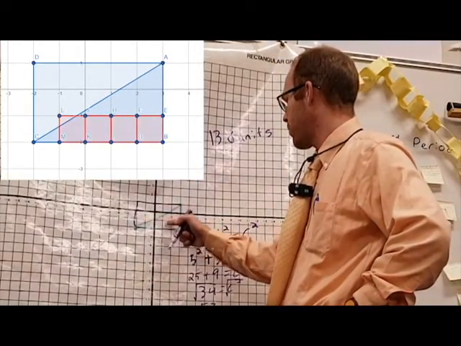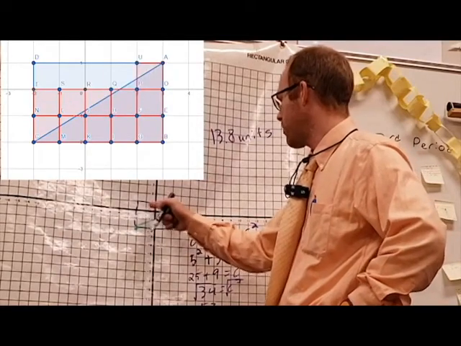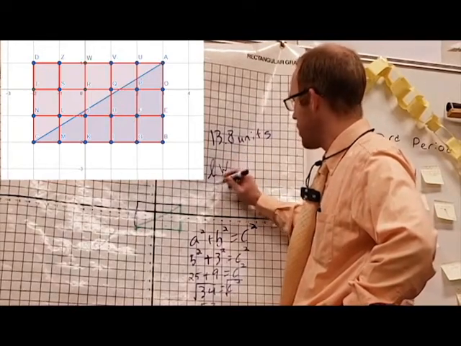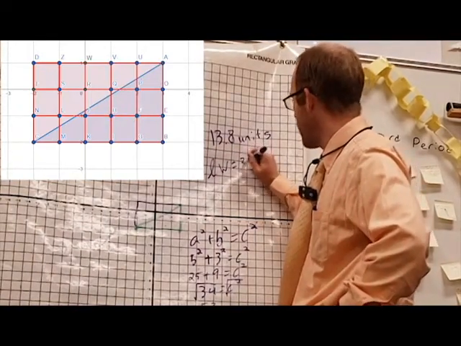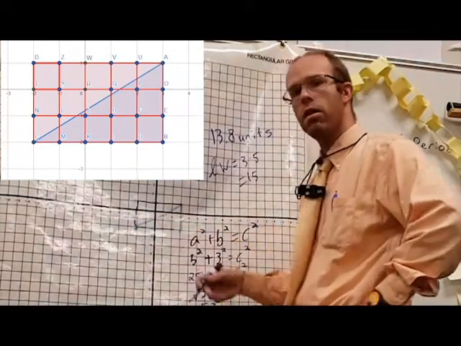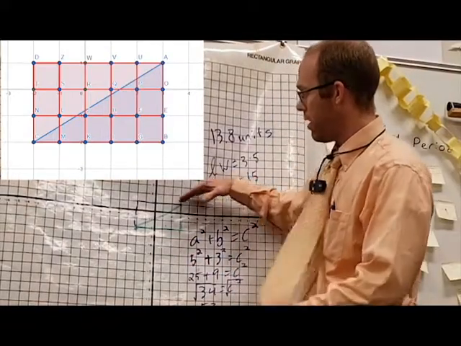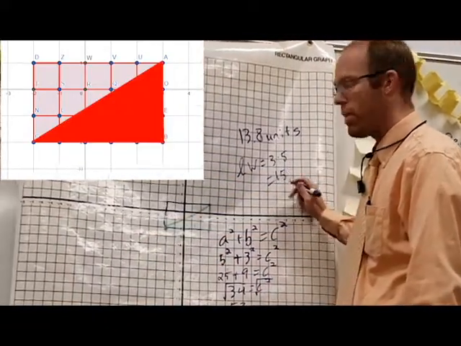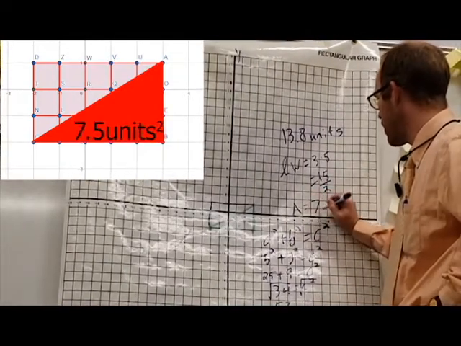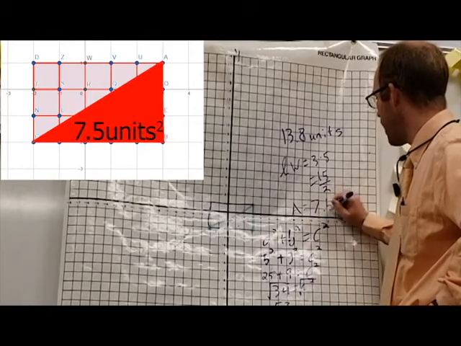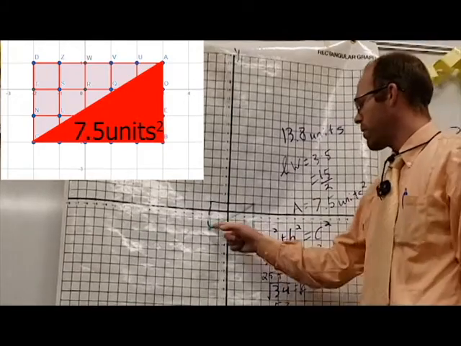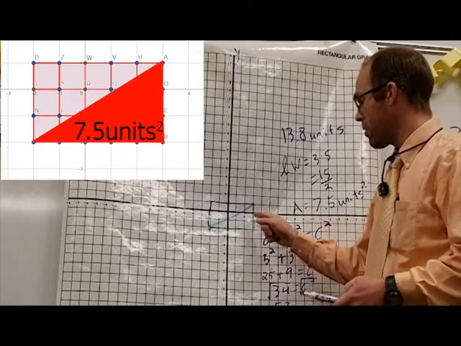There's 1, 2, 3, 4, 5, 6, 7, 8, 9, 10, 11, 12, 13, 14, 15, or in other words, length times width is equal to 3 times 5, which gives us 15 squares for this whole rectangle. The triangle takes that rectangle and cuts it in half. So we have half of this 15. If we divide that by 2, that gives us that our area is equal to 7.5 units squared. So we have 7.5 squares inside this triangle.